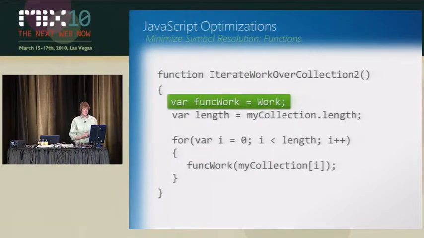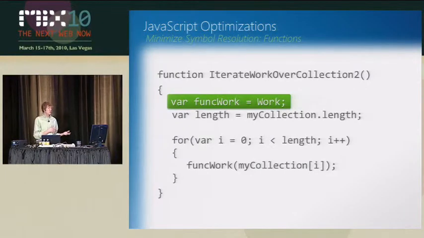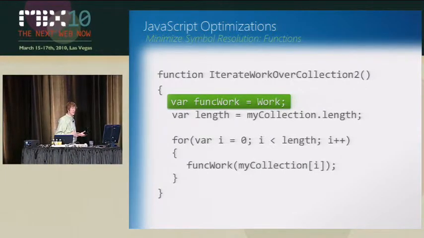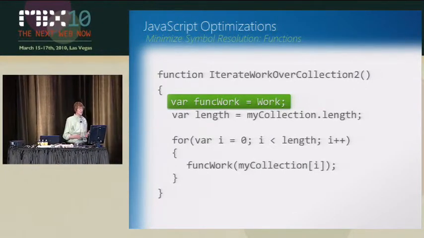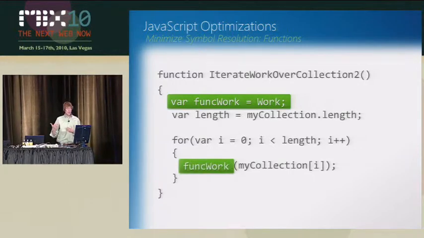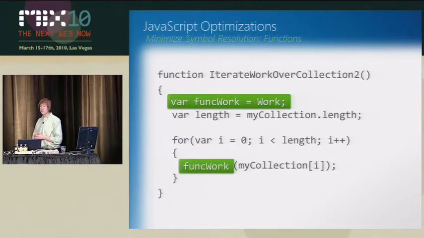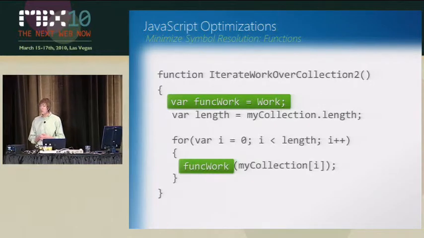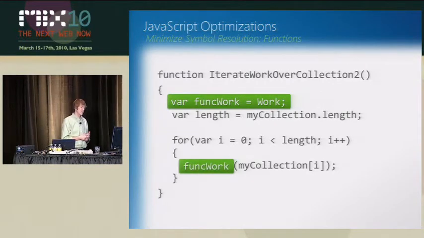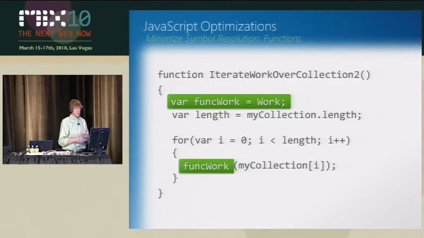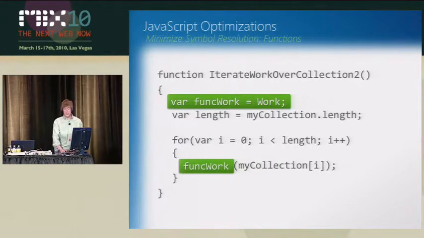What I could do is I could create a function pointer. So I've created a local variable called funcWork, and I've set it to the function work itself. And then when I call that function, I'm actually referring to that local function pointer, and it increases the overall performance of this loop, in some cases quite significantly.